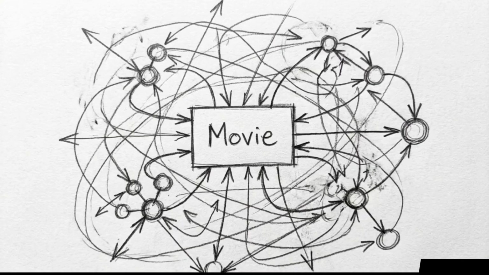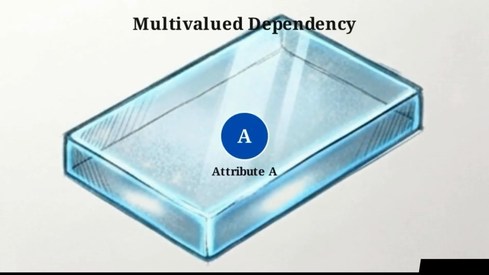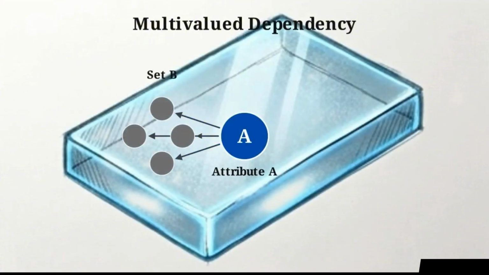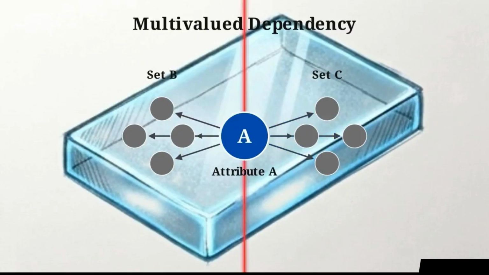Beyond functional dependencies, another structural threat arises when you attempt to house multiple independent one-to-many relationships inside a single table. This creates a multi-valued dependency. Mathematically, it means attribute A determines a finite set of B and also determines a finite set of C. Crucially, sets B and C are entirely independent of each other.